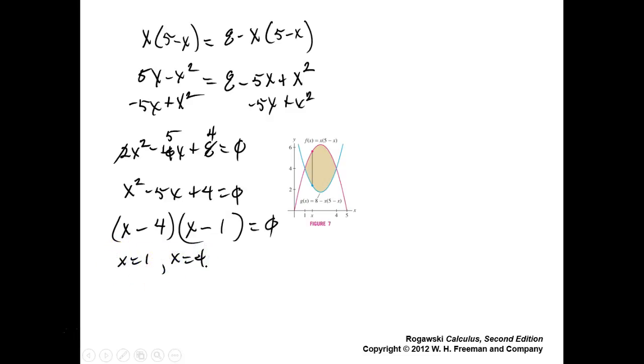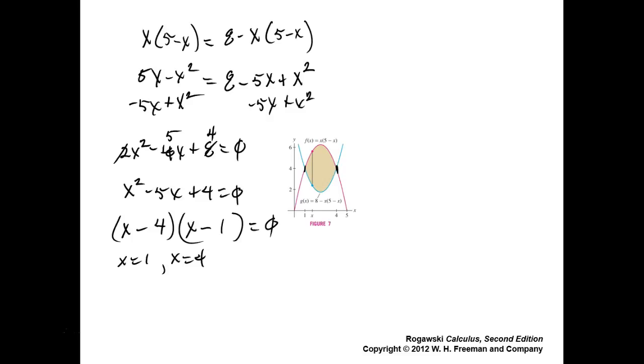I wrote them in a different order. So yeah, these are our limits of integration from 1 to 4. Sure, that's going to get the whole area that's inside there. That's not even starting the problem, that's just finding the limits of integration. They gave them to us, but I didn't know if I wanted to trust them or not. We've shown that it's true.